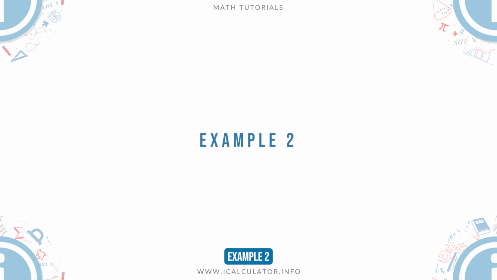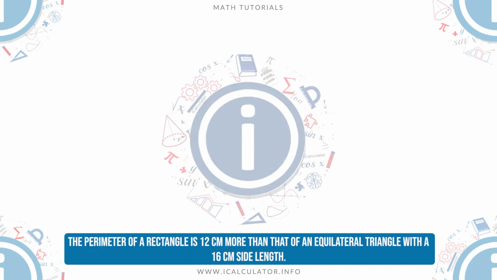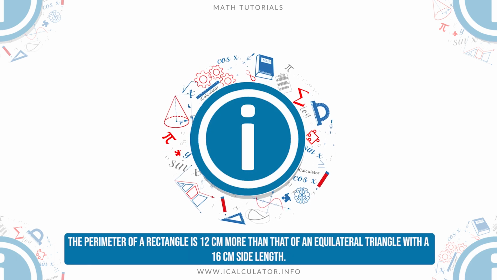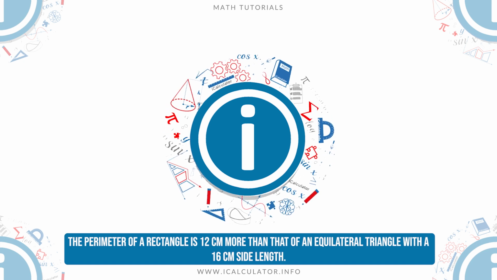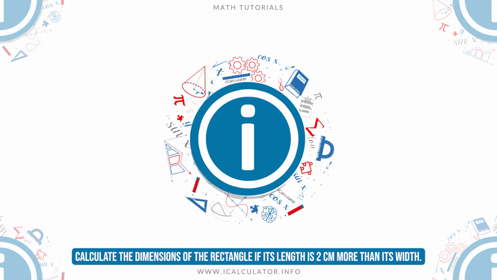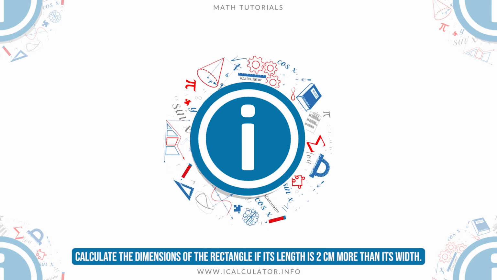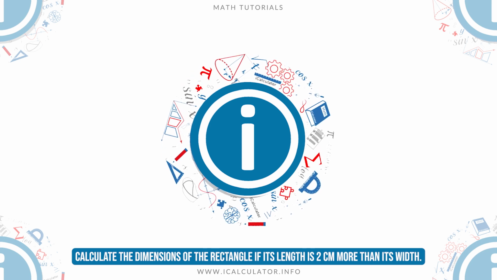Example 2. The perimeter of a rectangle is 12 cm more than that of an equilateral triangle with a 16 cm side length. Calculate the dimensions of the rectangle if its length is 2 cm more than its width.